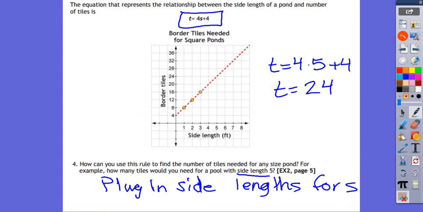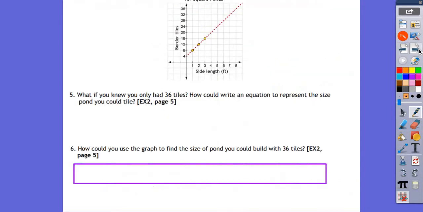Okay, the next question, question 5. What if you knew you only had 36 tiles? So you already bought all the tiles and you had 36 of them. You want to know how big of a pond you can make with 36 tiles. How would I use my equation then? What you got, Brady? So 36 tiles equals t. So 36 is representing t.